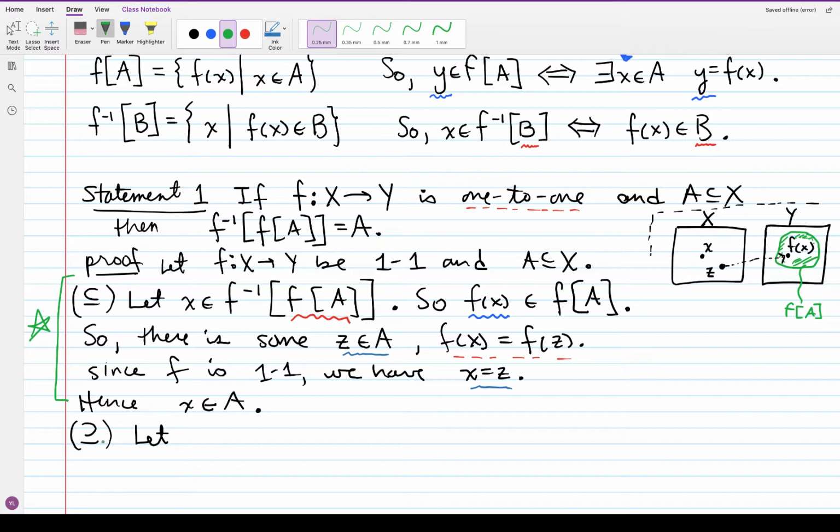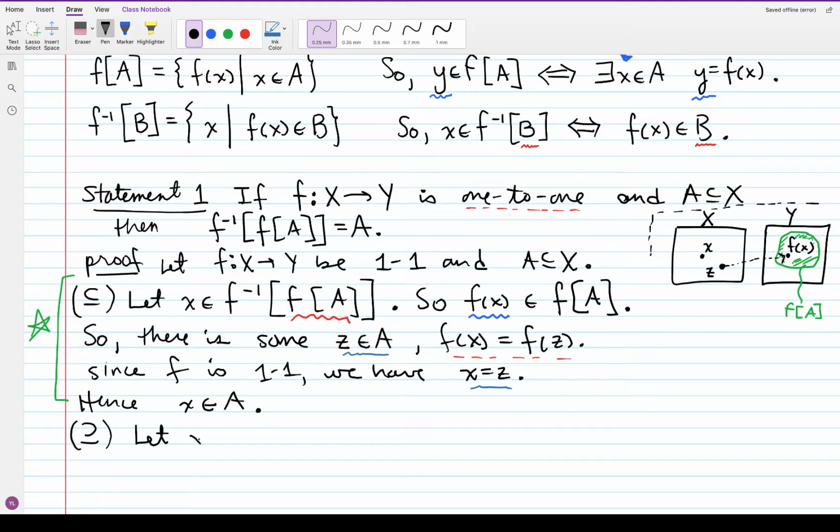The other direction, as it turns out, does not rely on f being 1 to 1. In fact, for any function, A is going to be a subset of f inverse of f of A. So because of the nature of the proof, it just flows quite differently, because it happens to be a sort of weaker statement that's true in general.